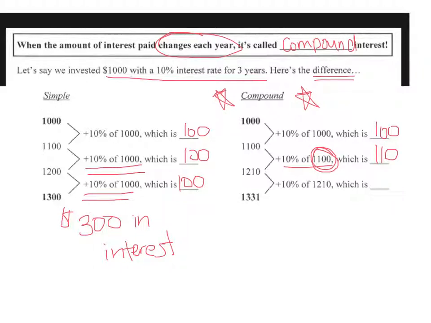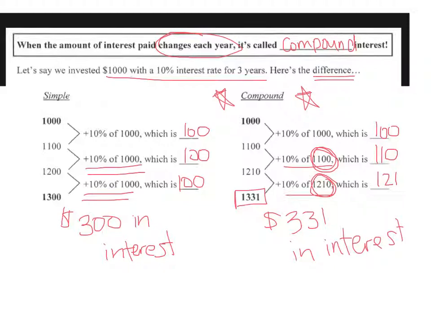So now in our account we would have $1,210, and we get 10% of that money. 10% of that would be $121. So now our total in the bank is $1,331. So we would get a total of $331 in interest. When you are investing, you would much rather have compound interest than simple interest because compound will always give you more. But if you had a loan and you were having to pay somebody, you would rather have simple interest because simple interest will always be less than compound interest if it's the same rate and time.